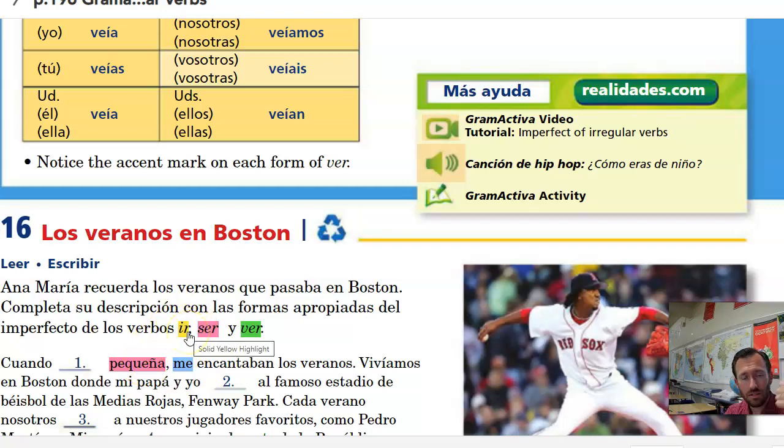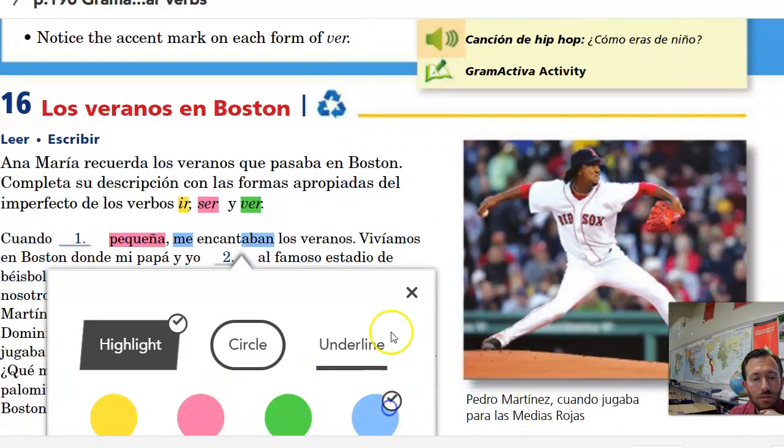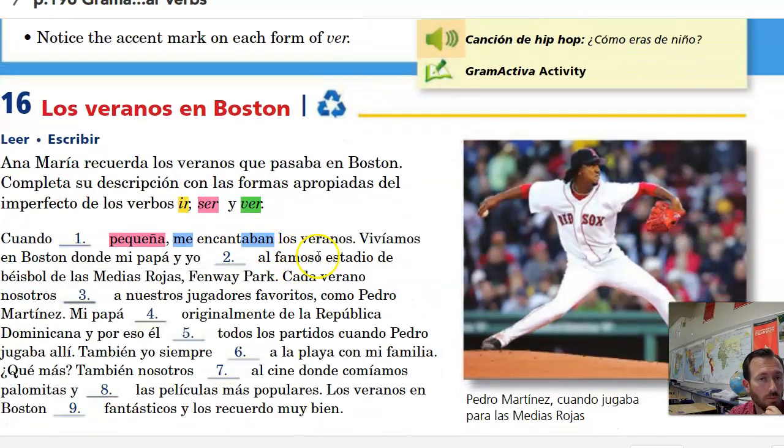For ir, it's going to be a location or another verb. For ser, it's going to be an adjective. And for ver, it's going to be an event or some sort of media program. Cuando era pequeña, me encantaban los veranos. When I was little, I used to love the summer times. All of this in the imperfect, right?